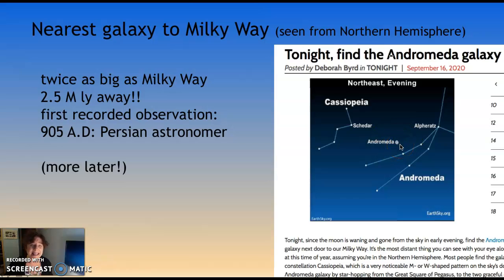It is twice the size of our Milky Way galaxy, and the light from that galaxy takes 2.5 million years to reach Earth. Just incredible. So this galaxy was first seen with the naked eye by a Persian astronomer in 905 AD, and he wrote down his description. We know that that's the galaxy that he saw.